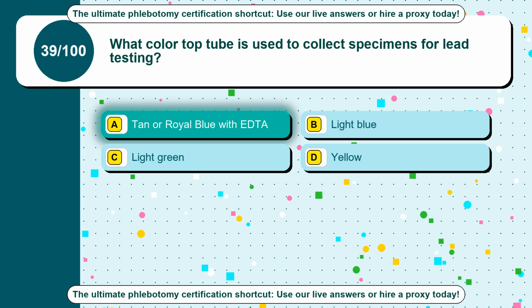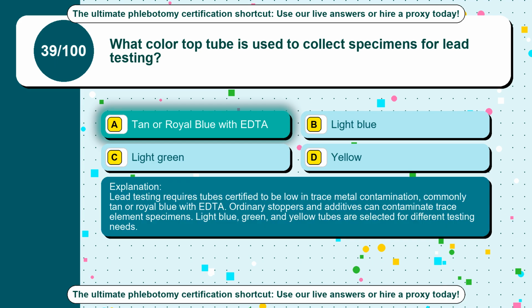Tan or royal blue with EDTA. Lead testing requires tubes certified to be low in trace metal contamination, commonly tan or royal blue with EDTA. Ordinary stoppers and additives can contaminate trace element specimens. Light blue, green, and yellow tubes are selected for different testing needs.